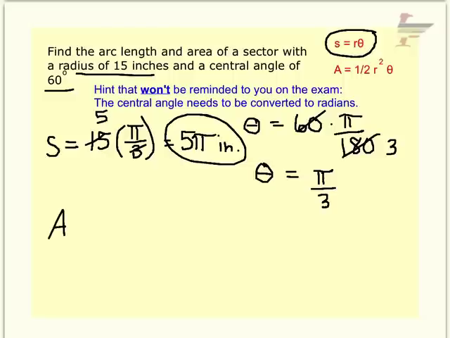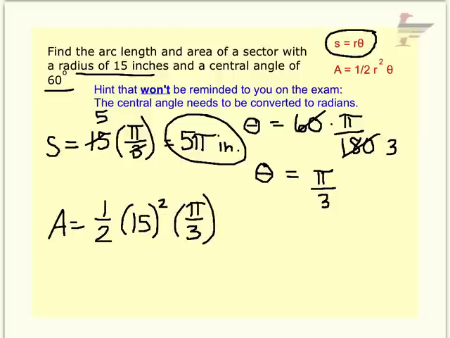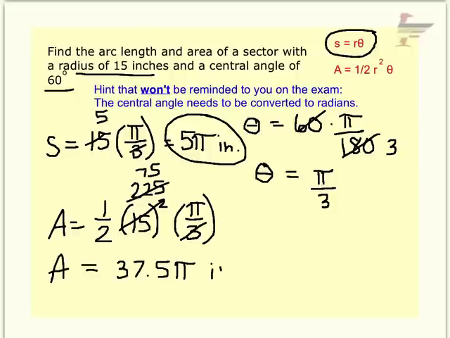And the area is 1/2 times your radius squared, your radius is 15, times your angle in radians. If you multiply that out, 15 squared is 225, and 225 divided by 3 is 75. So I have half of 75, which is 37.5 pi, and that would be inches squared since it's area.